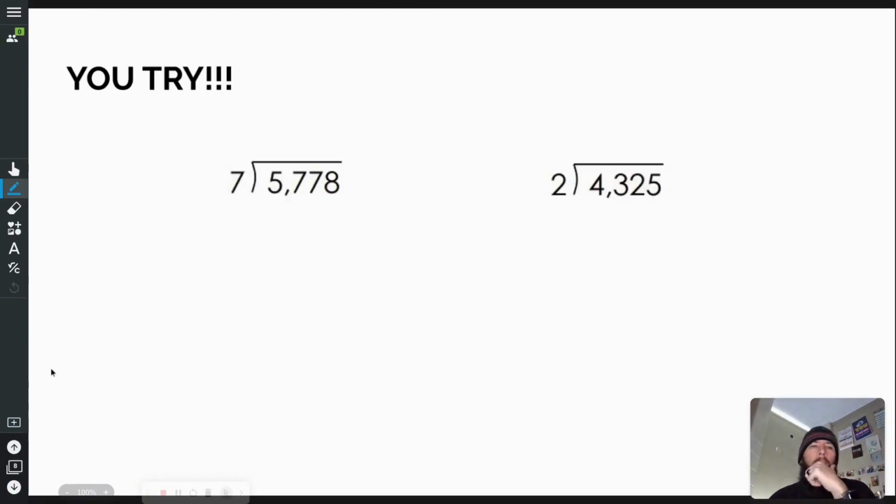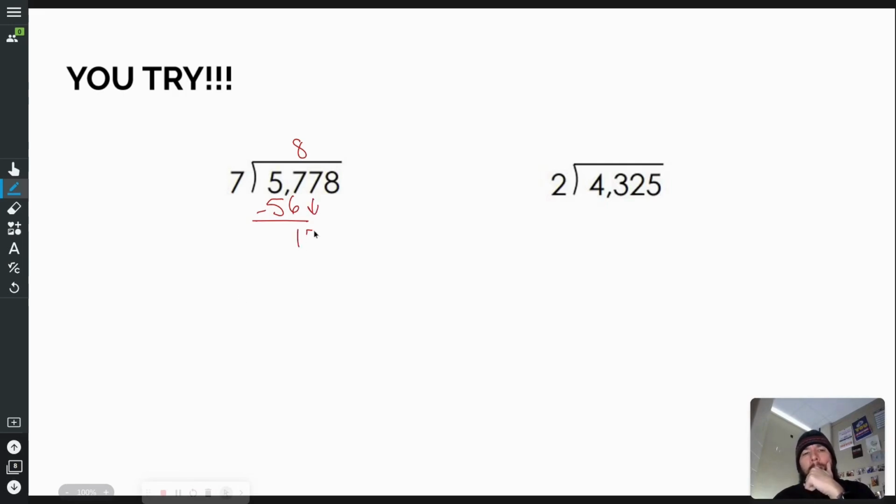7 doesn't go into 5, but 7 does go into 57. Let me think. 56 is 8. So we'll do 8. 8 times 7 is 56. Subtract them. 7 minus 6 is 1. 5 minus 5 is nothing.